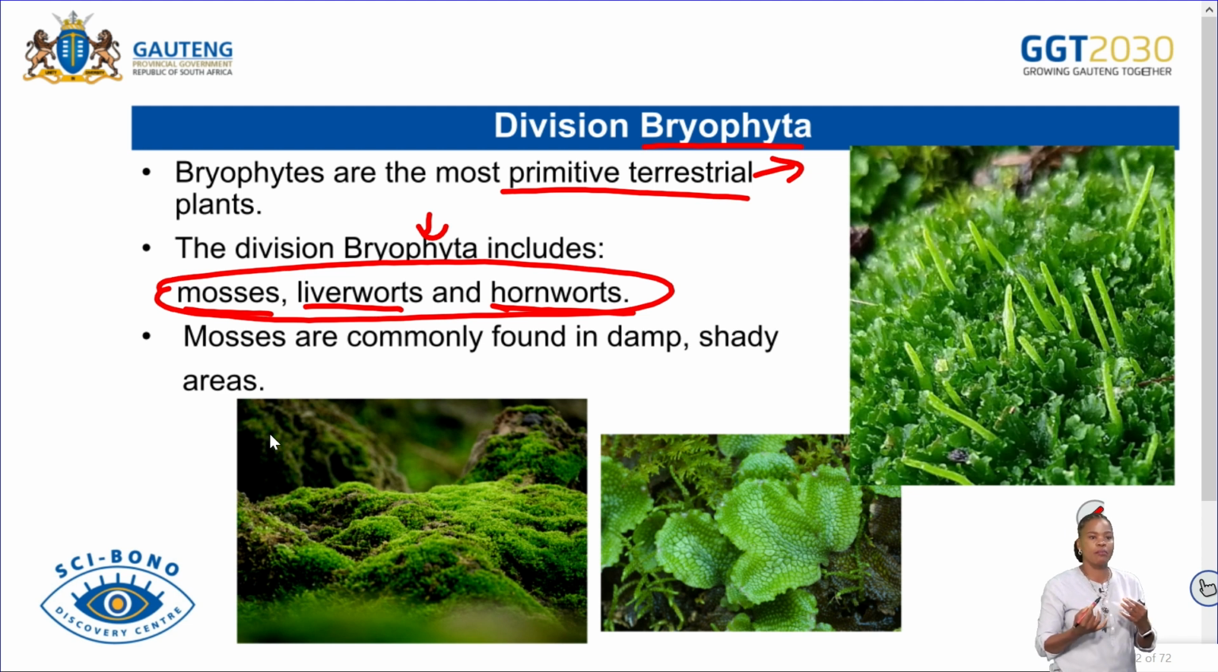The most common examples of bryophytes are the mosses, and they are usually found in damp and shady areas. In other words, this is a conducive environment for them to grow well. It should be damp and shady. And we know that where there's shade, because no sun is penetrating, that place or area will always be damp.